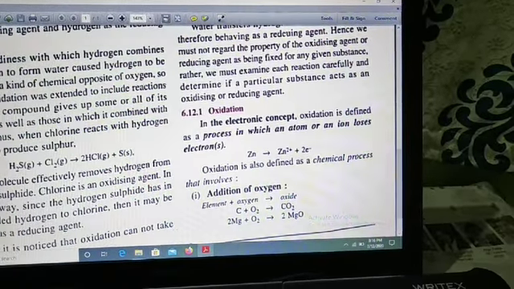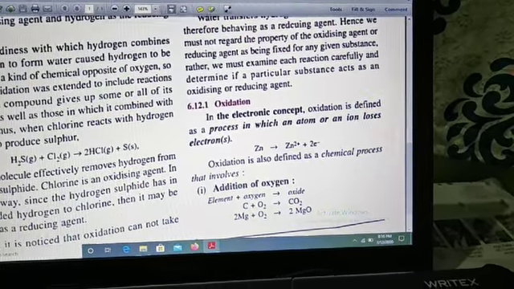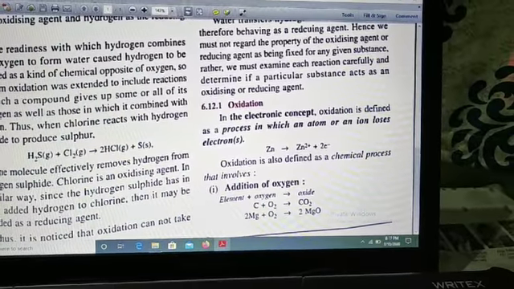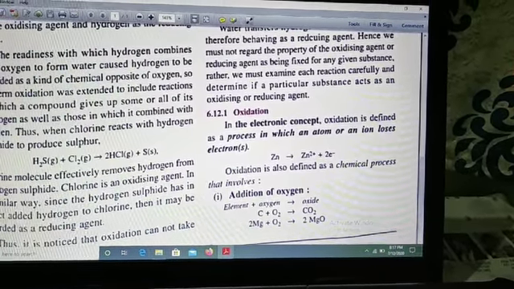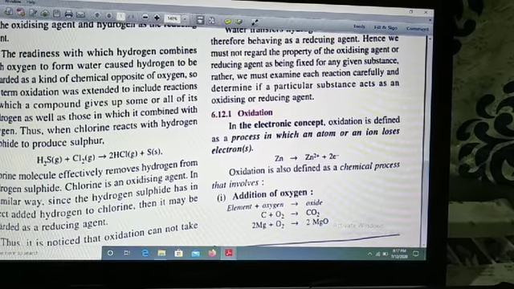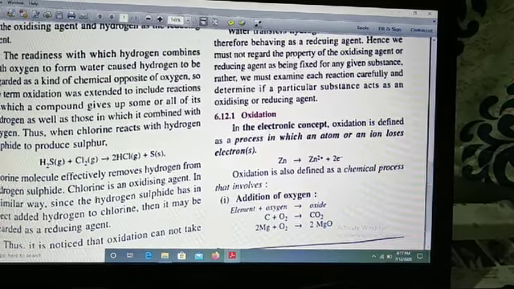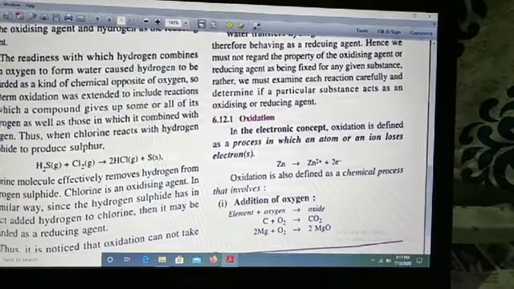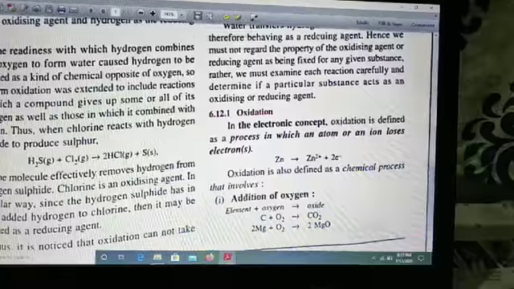Hello class. In our last class we discussed the lab preparation of hydrogen, and after that we saw the precautions that need to be taken, and then we saw the test for hydrogen, how we can identify hydrogen. Then we saw the post-process manufacture of hydrogen. Okay. Now today we'll discuss oxidation and reduction.